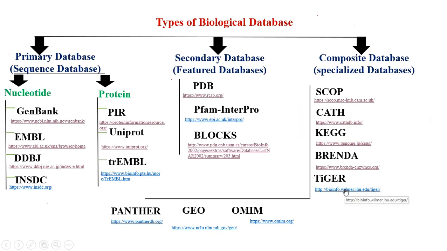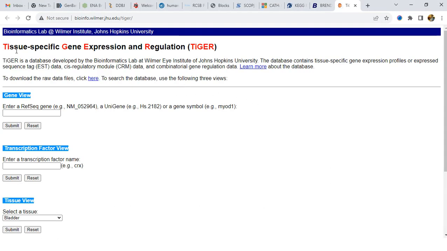Next one is Tiger. Don't get confused with the tiger which is in the zoo. So it is a small t. This ti stands for tissue. Okay, so it's a tissue specific gene expression and regulation.